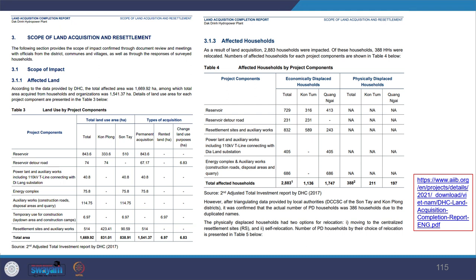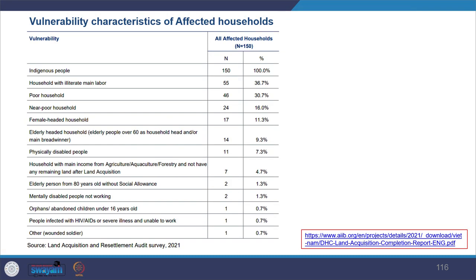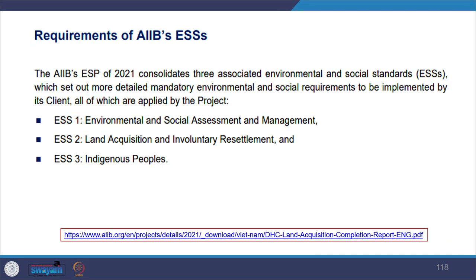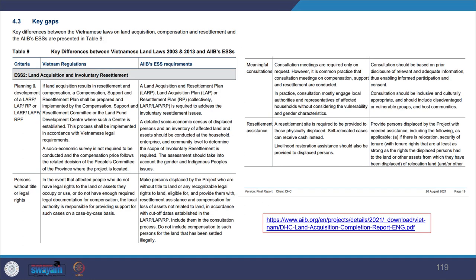I've given you the link to this report. Then you can also look at the legislative review they have undertaken. Then what's the requirement of the international funding agency and then the local requirements and what kind of gaps they have identified. So we have seen some examples. I've also given you the link to those examples. So that is what we covered in today's session.